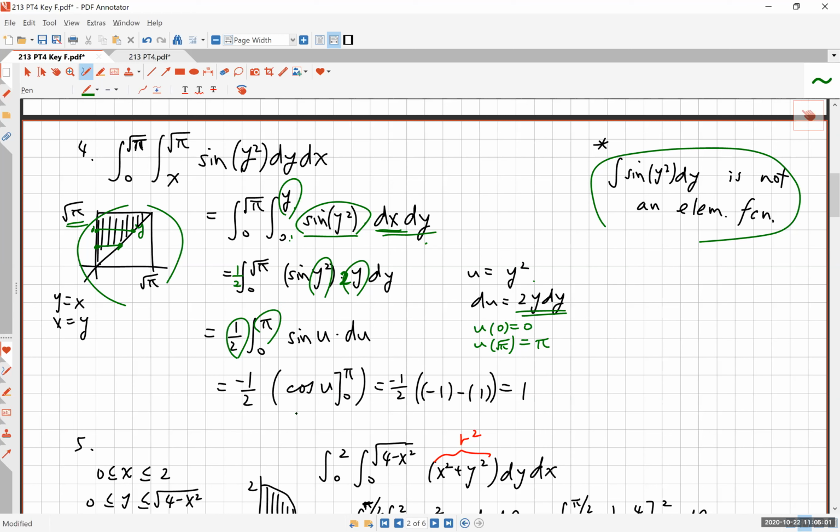This is very simple. The antiderivative of sine of u is negative cosine of u. And you have to be careful with the cosine, because cosine doesn't behave as nicely. Cosine of pi is -1, and cosine of 0 is 1. And you have to subtract: -1 minus 1. That's -2. And you have -1/2 in front. So the answer is +1.